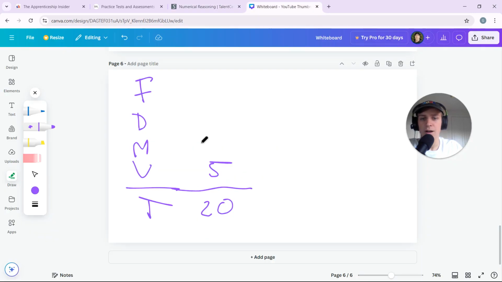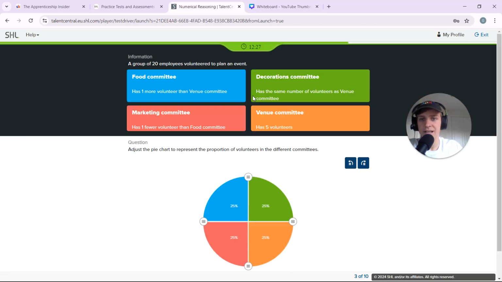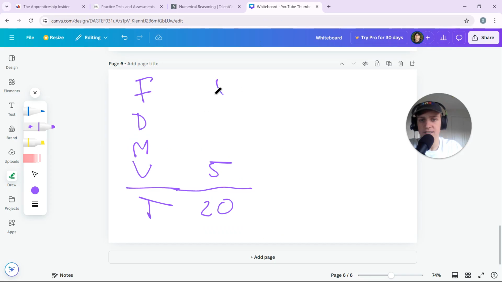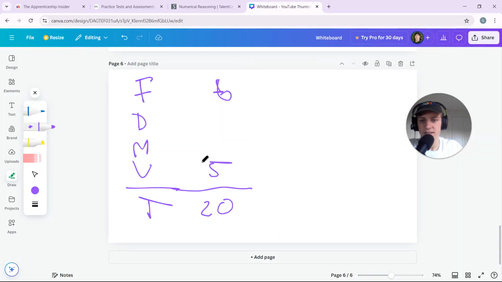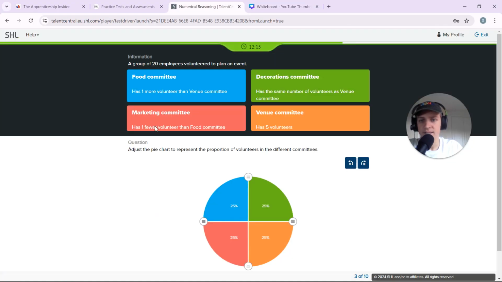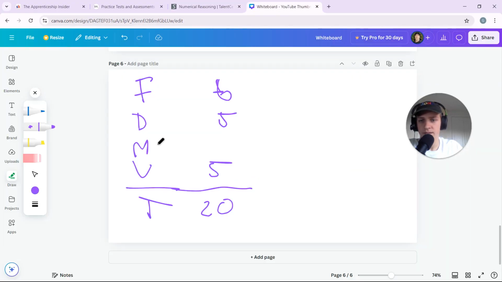Okay, then we look for another one, which now we have value. Venue, sorry. Let's see which other one has venue. Food says they have one more than venue, so food, one more than venue, that's 6. Decorations has the same number as venue, so decorations has 5. And then it says here, marketing has 1 fewer than food, which is 5.